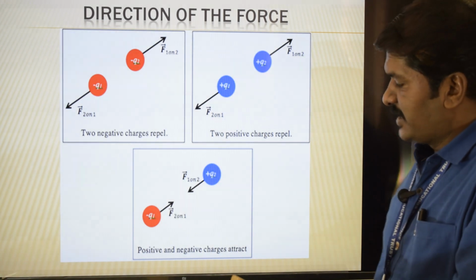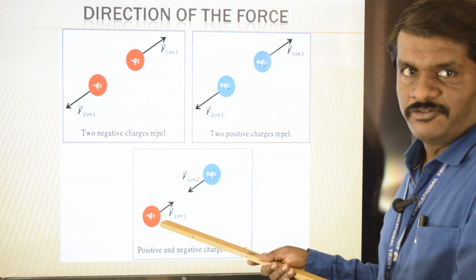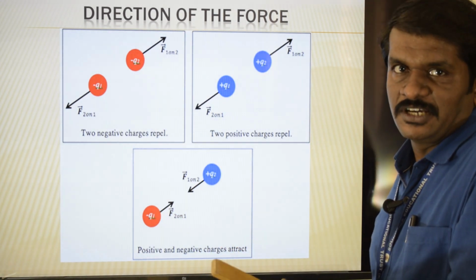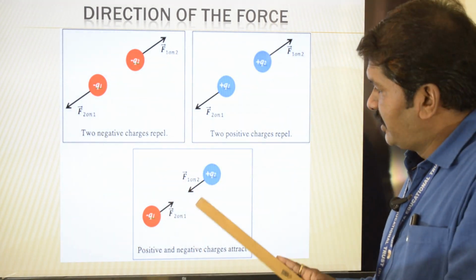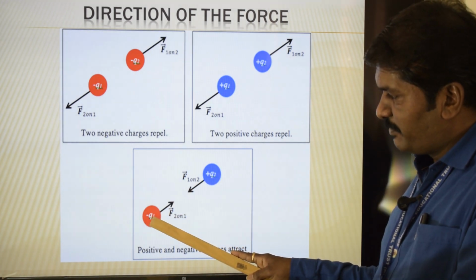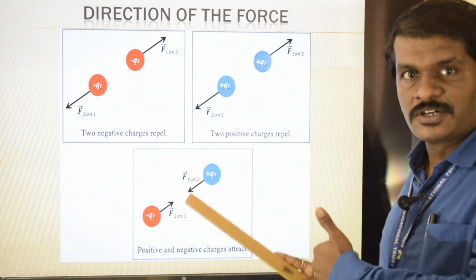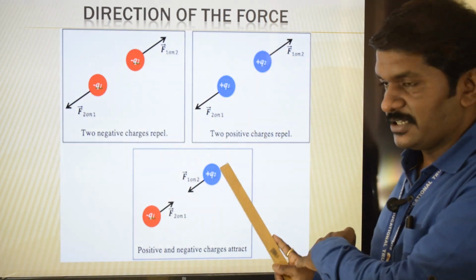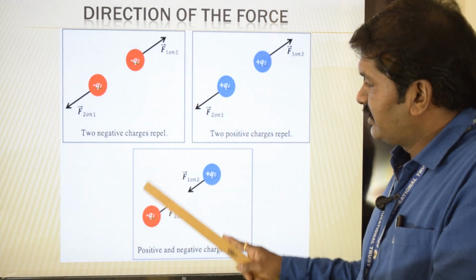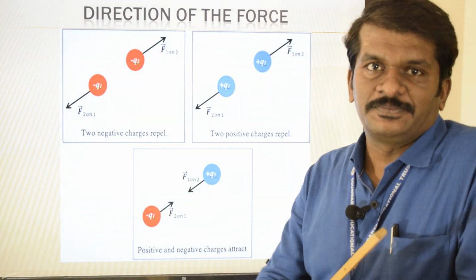Observe the third case. In this case, we have taken a positive and a negative charge. Here, we come across the attractive force. So F12 is the force exerted by Q1 on Q2 towards the charge. In these two cases, it is away from the charge. In this case, it is towards the charge. So this is the direction of the electric force.